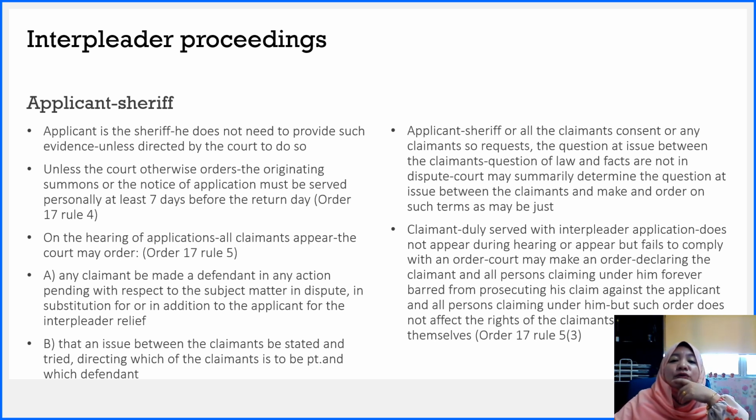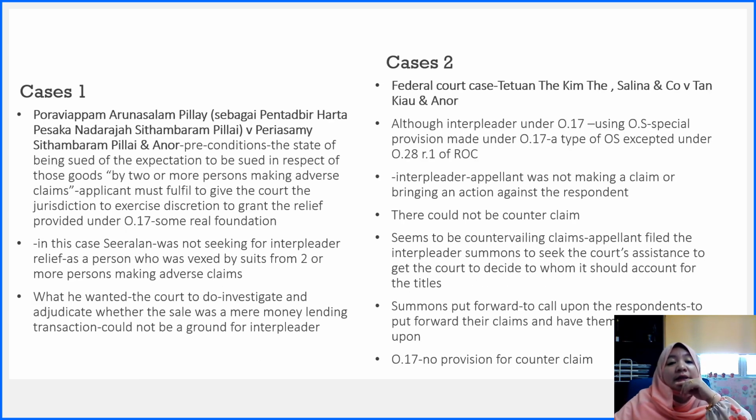If a claimant who is duly served with the interpleader application does not appear during the hearing, or appears but fails to comply with an order, the court may make an order declaring the claimant and all persons claiming under him forever barred from prosecuting his claim against the applicant. This is under Order 17, Rule 5, Sub Rule 3. Right, and these are the important cases.